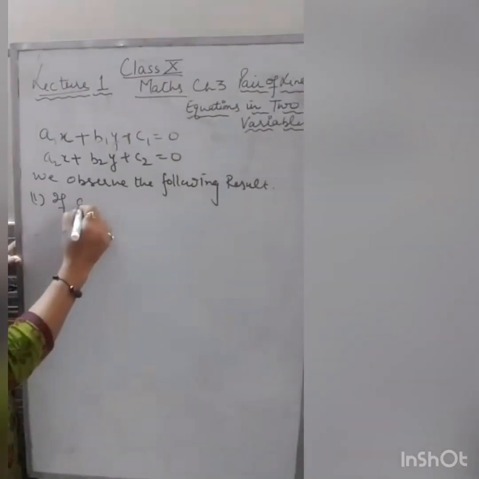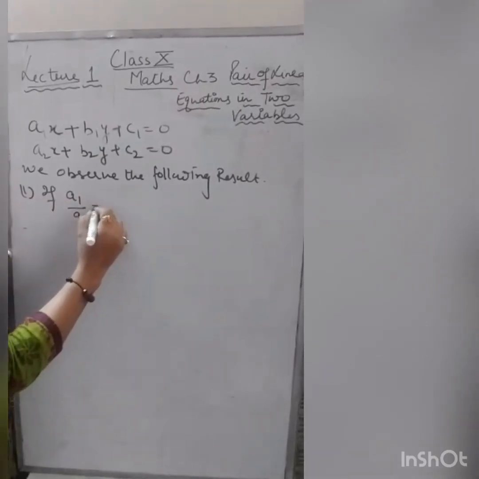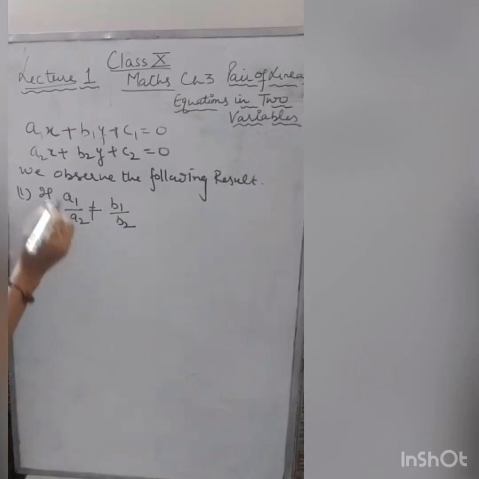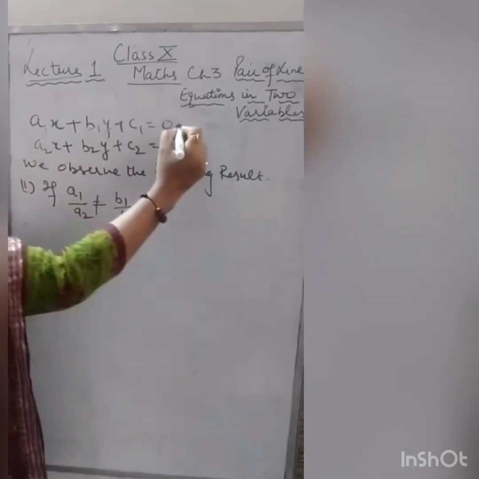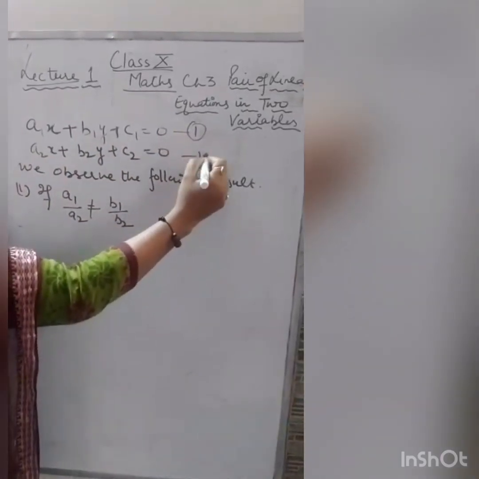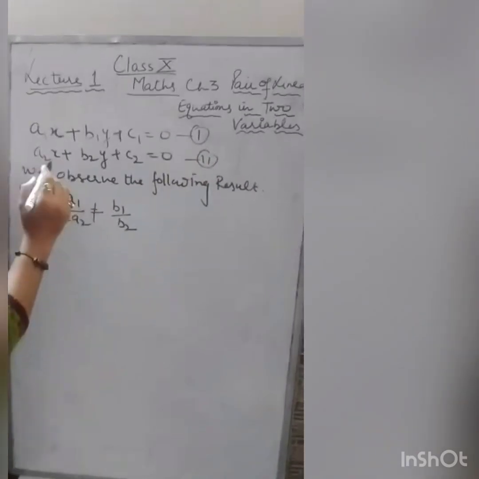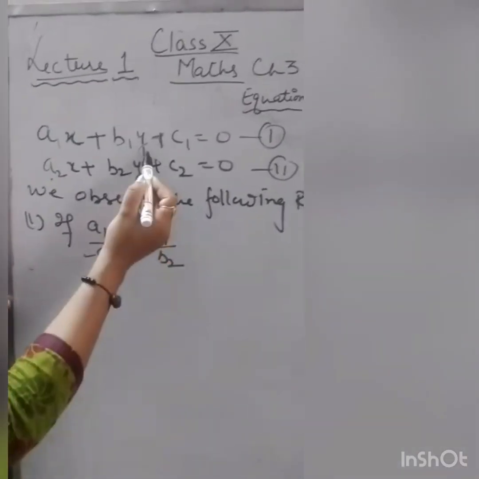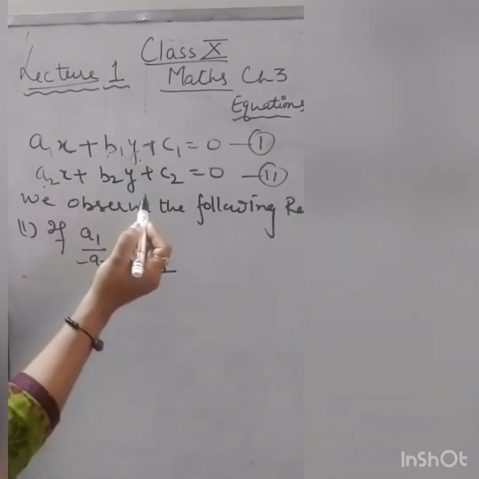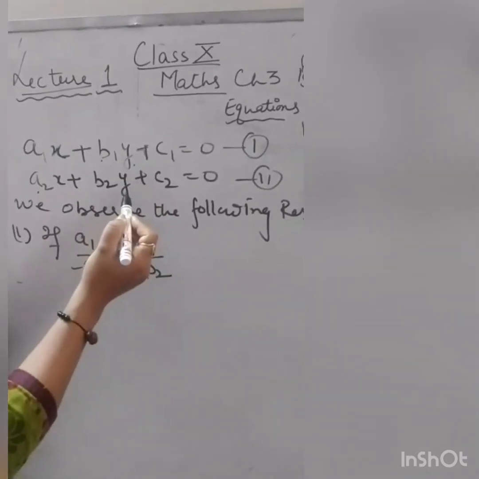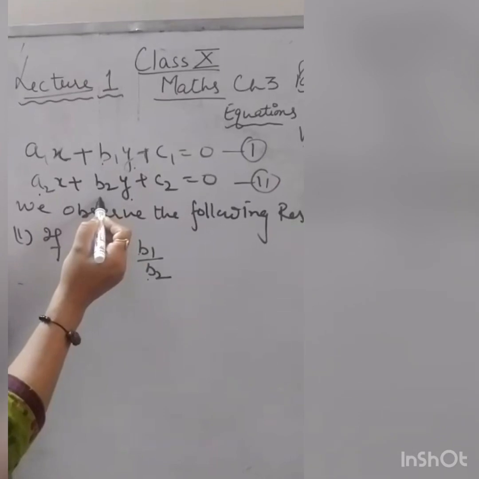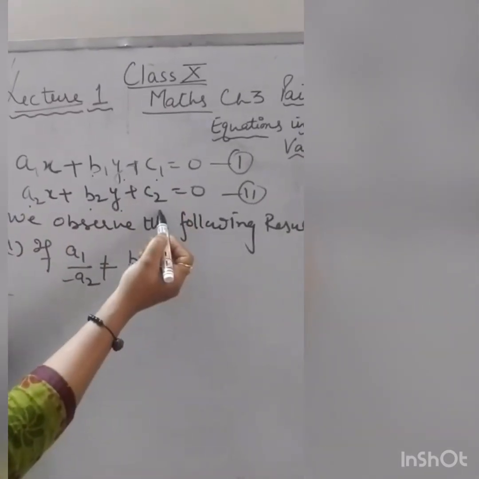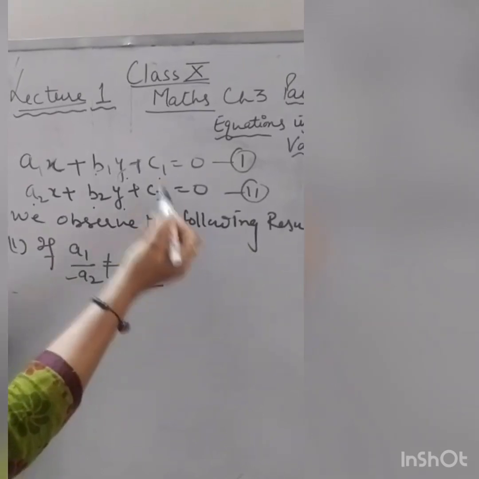If a1 upon a2 is not equal to b1 upon b2. Now first you listen, what is a1? The coefficient of x in first equation. What is a2? The coefficient of x in second equation. What is b1? Coefficient of y in first equation. What is b2? Coefficient of y in second equation. c1 is the constant term in first equation, c2 is the constant term in second equation.